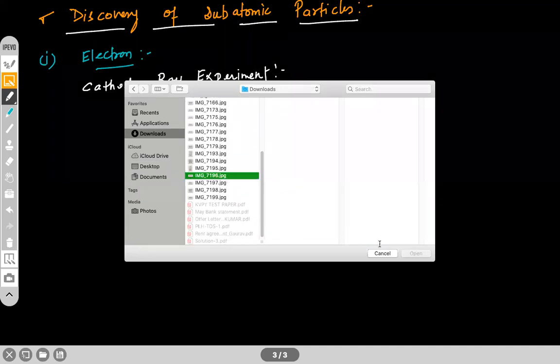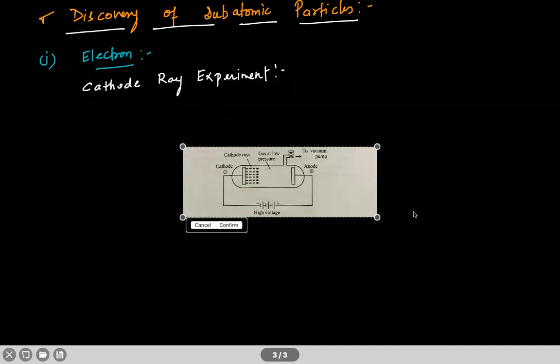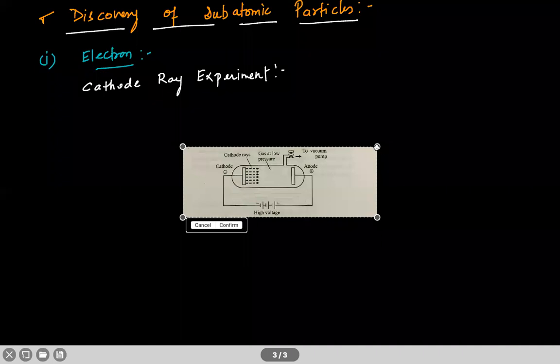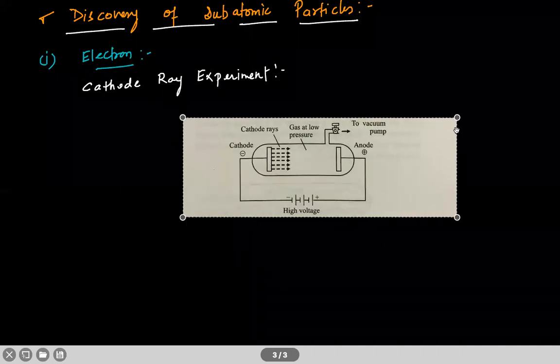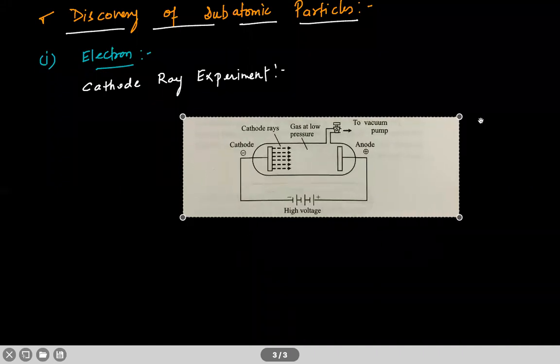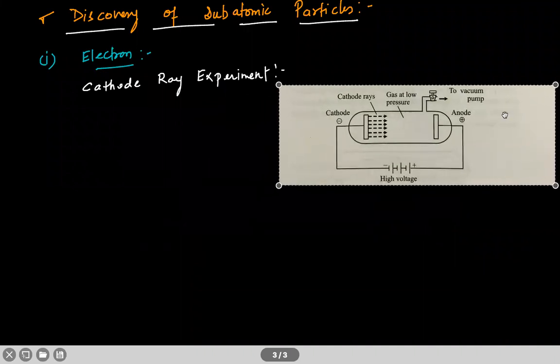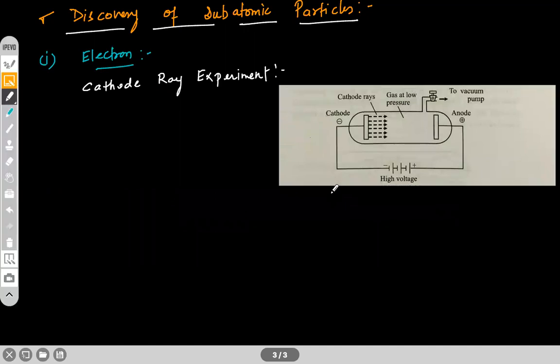So this is the experimental setup we have. This one you see here is a discharge tube, the cylindrical glass tube. You don't have to draw this, it is not that important. If you want to draw, you can draw it later.